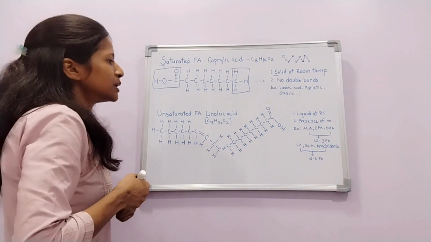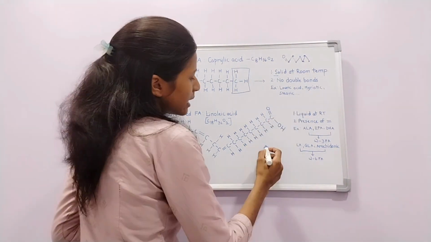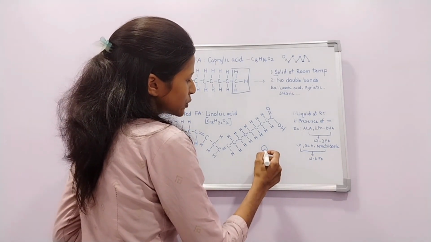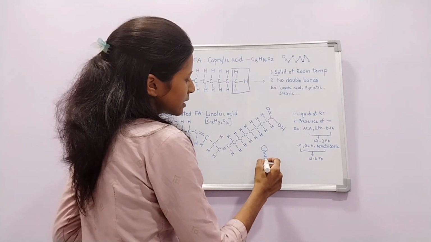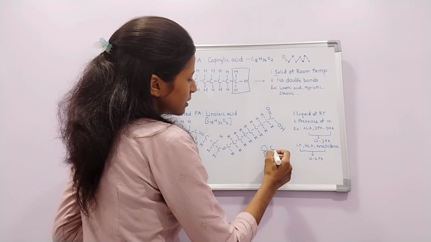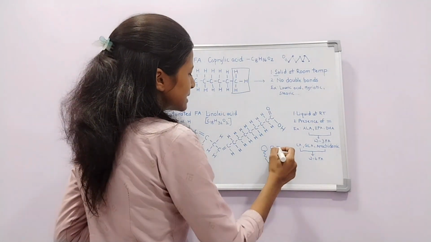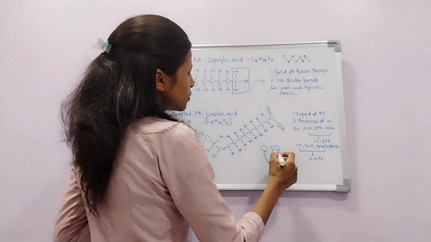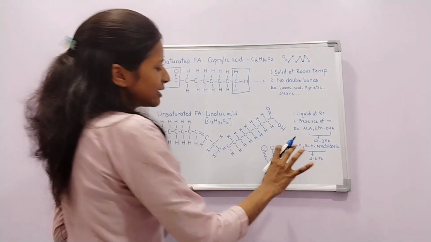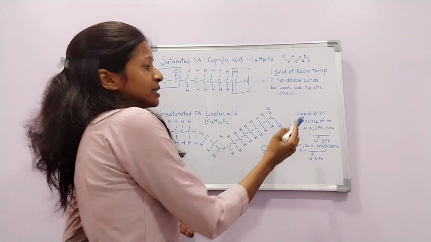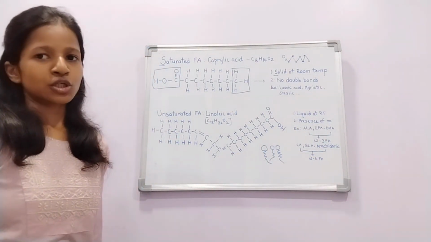Let's see, for example, I am taking a fat here with a glycerol head. Supposing there is a kink here, and we are trying to stack another unsaturated fatty acid, so there is a kink here. If you notice, it's not a very compact arrangement, right? That's why they are liquid at room temperature.